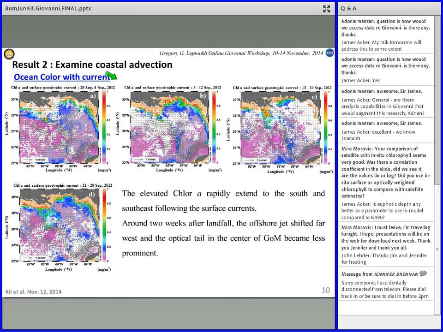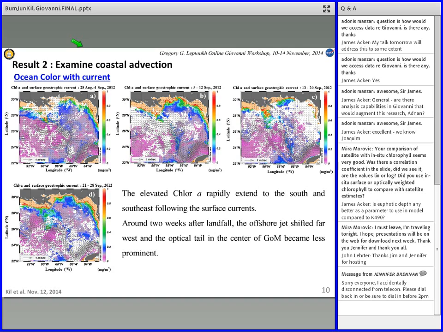Okay, let's see, another comment. Jim is noting that this was an unusual condition where the chlorophyll A product followed the current. Yes. Can I be a little bit specific about that comment? Sure. Yes.